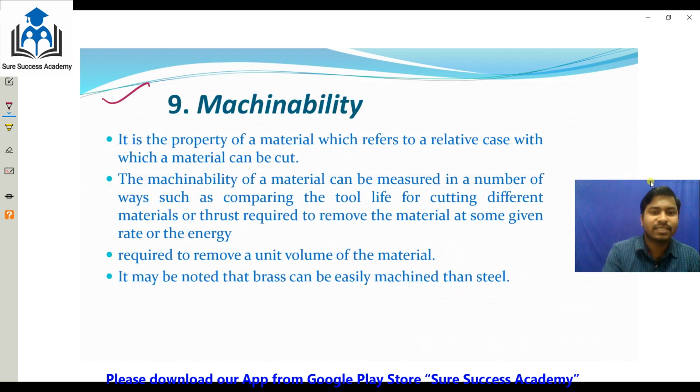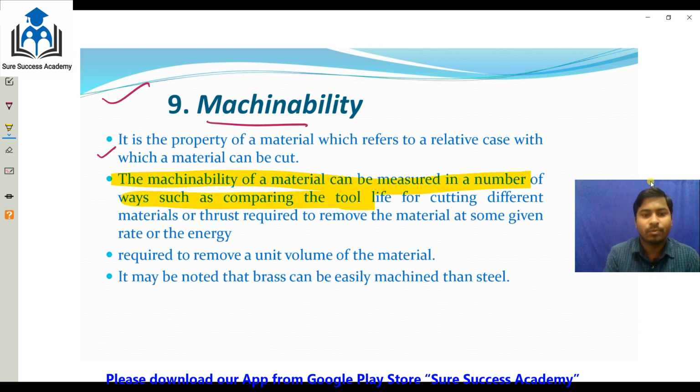So machinability is the property of the material which refers to the relative ease with which the material can be cut. Machinability means it is easy to cut a material. If it is easy to cut, then that is good machinability. The machinability of materials can be measured in a number of ways, such as comparing the tool life of cutting different materials, or the thrust required to remove the material at a given rate, or the energy required to remove a unit volume of material.